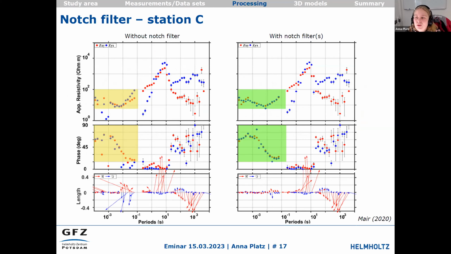And here you see the corresponding processing result for this station as apparent resistivity and phase curve. But in this case, I'll show also the real and imaginary induction vectors. On the left-hand side, you see a robust single-site processing with a coherence threshold. And on the right-hand side, you see the same result, but now applying these notch filters. And you see that in the corresponding frequency range, you get a significant improvement, not only for the impedance tensor, but also, I think, for the vertical transfer function.